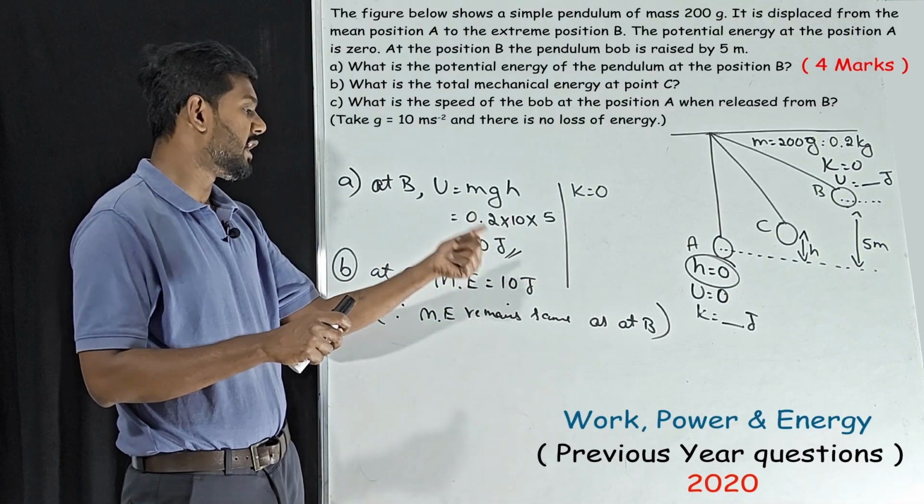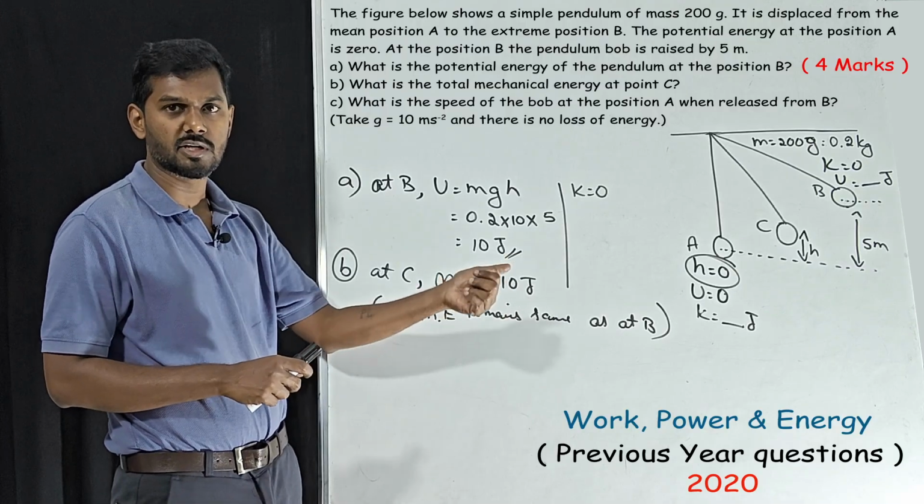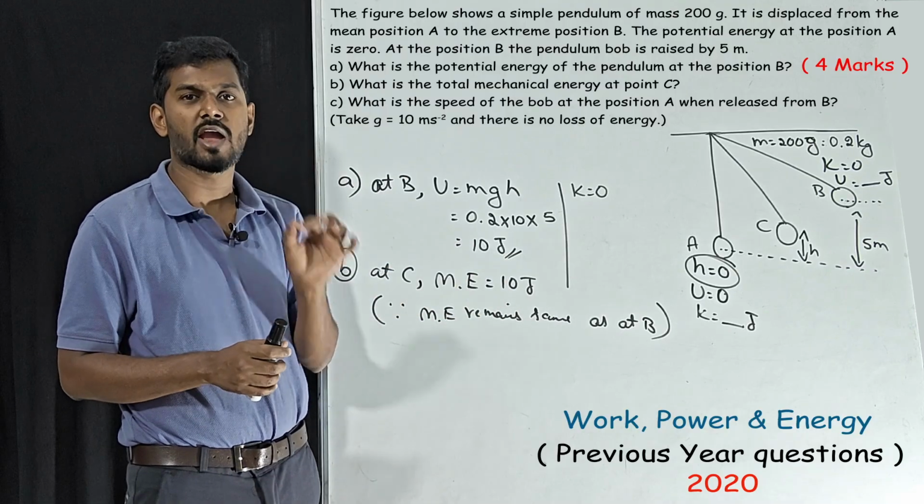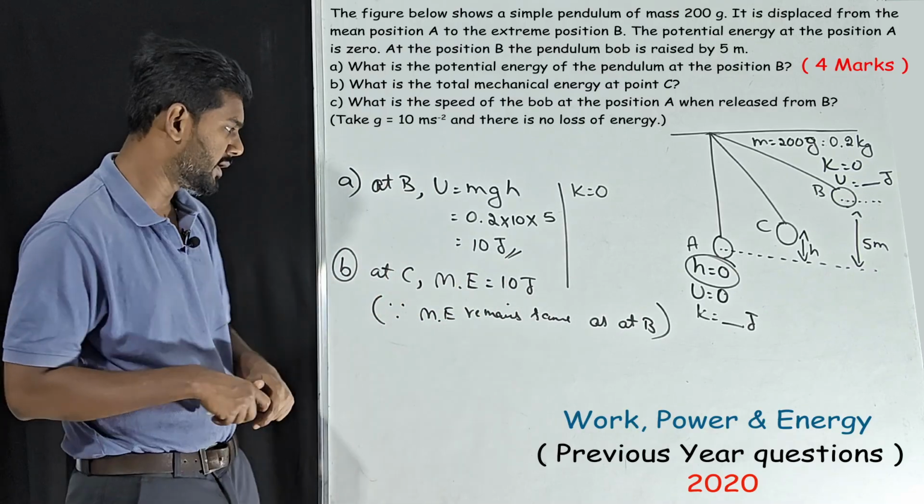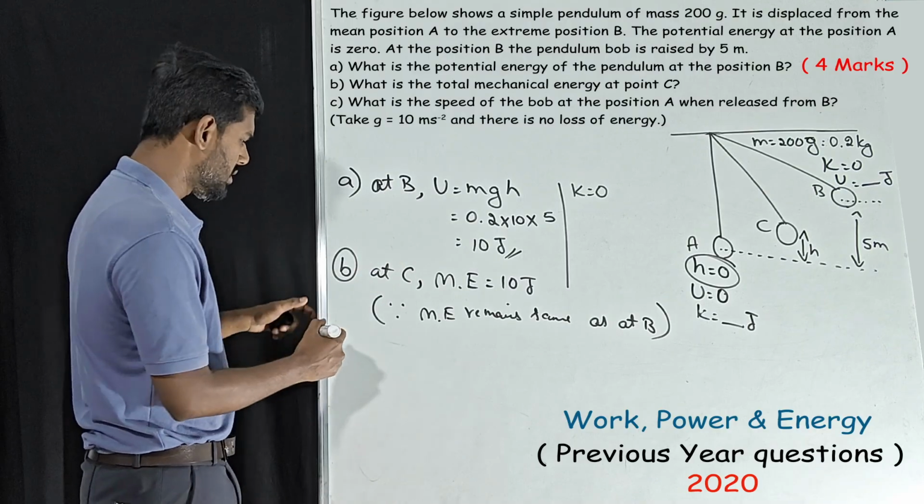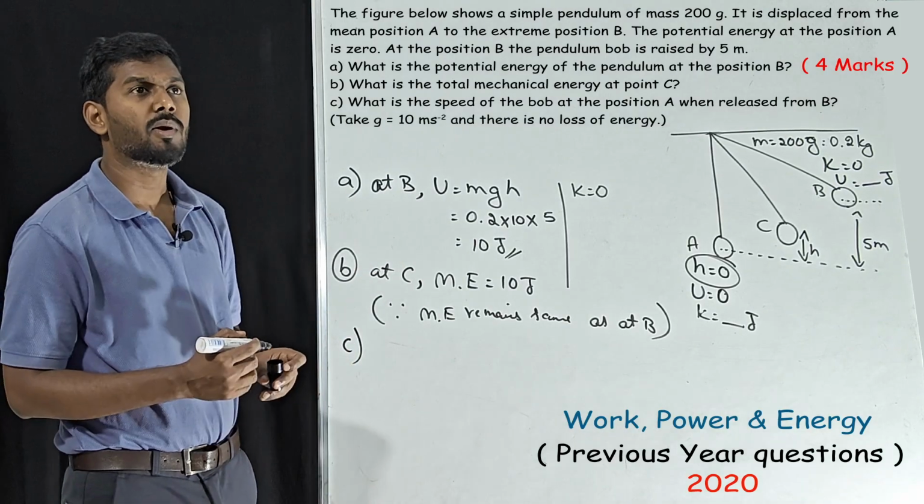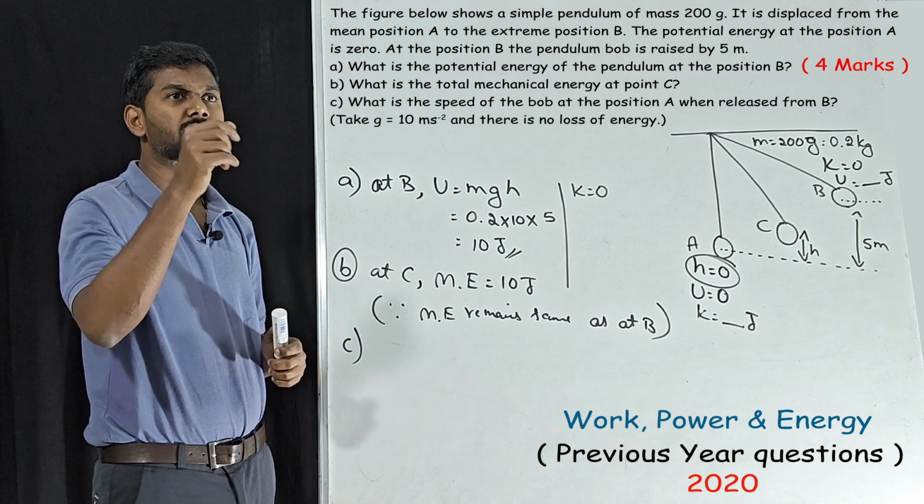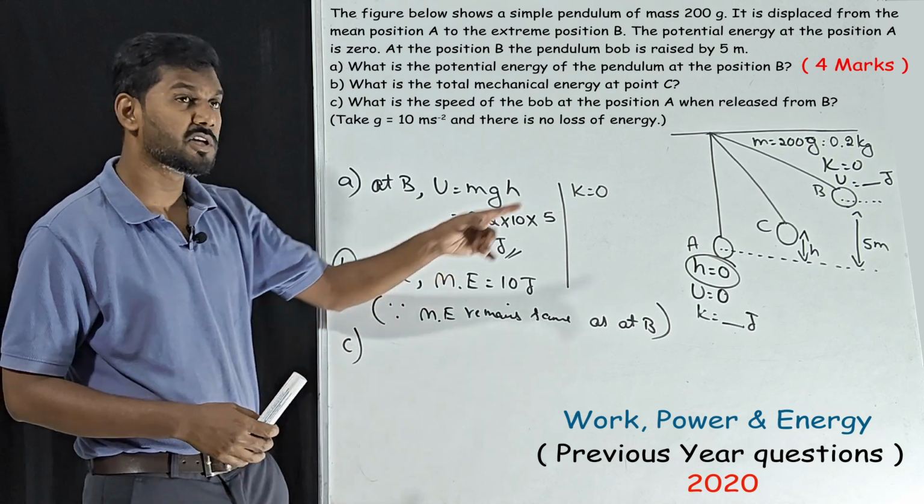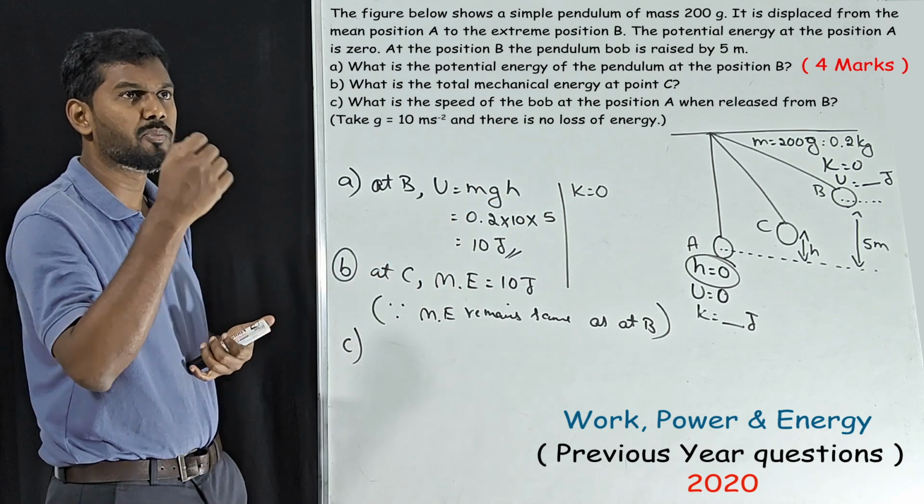If they mention that 30% of energy is lost due to friction, we account for it. If they don't mention it, we always have to assume it is a frictionless medium. This is done. Then we'll go for sub question C. What is the speed of the bob at the position A? At the position A, when released from position B.